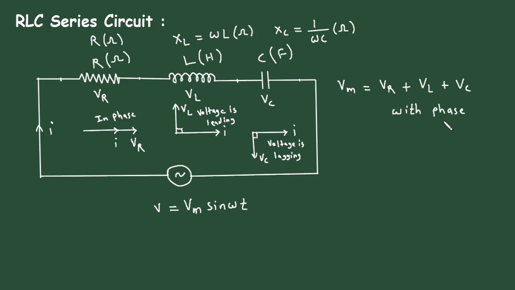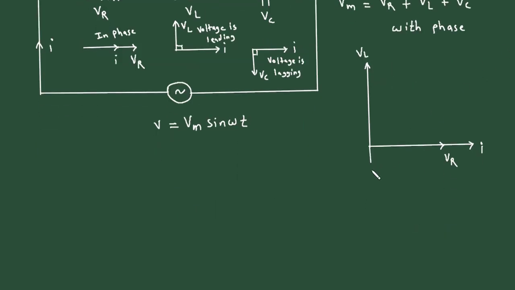Now to add them with phase, we will use a phasor diagram. So let's take I as a reference because I is common in all of them. So this is our reference I. Then for resistor, the voltage will be in phase. So here this will be our VR. Then for inductor, the voltage is leading. So let's say this is VL. Then for capacitor, the voltage is lagging. So this will be VC.